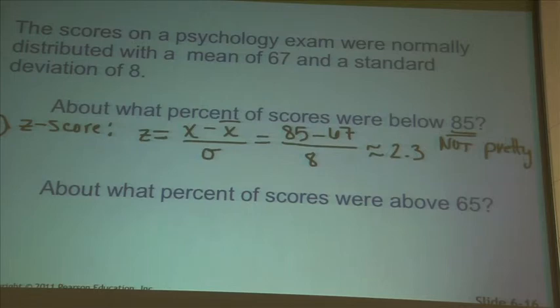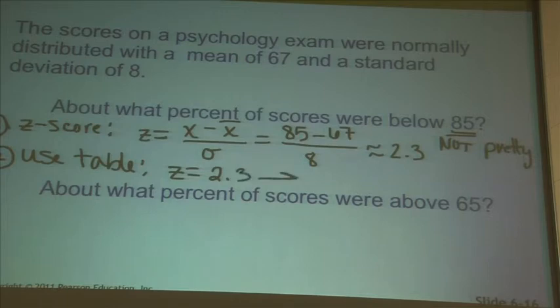So, let's find the z-score. Use the table. So z equals 2.3. That goes with, what did I say, 98.93? Okay. About what percent of scores were below 85? 98.93% of your scores were below 85. Okay.